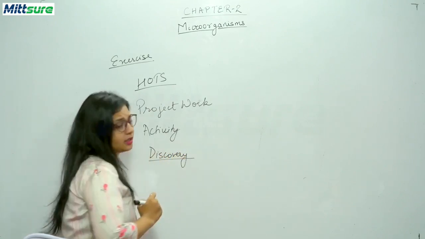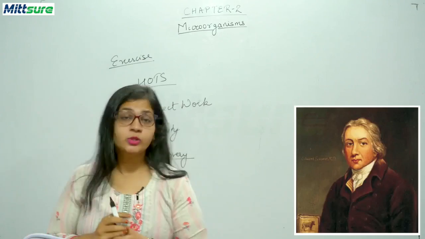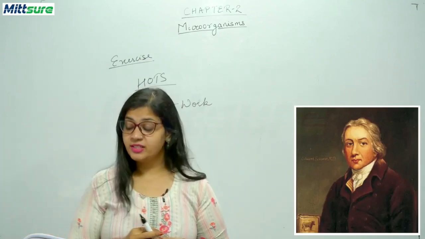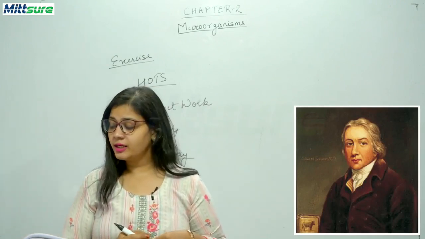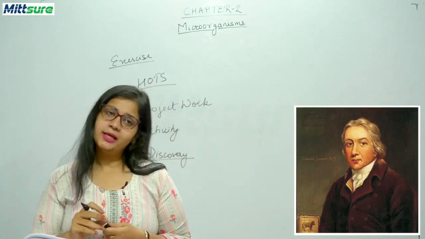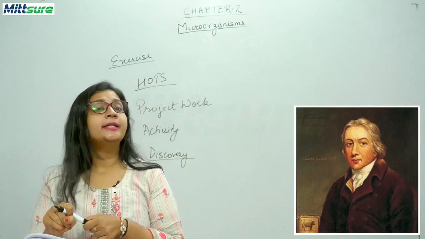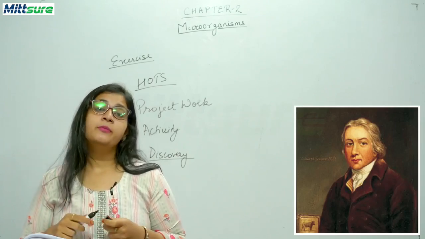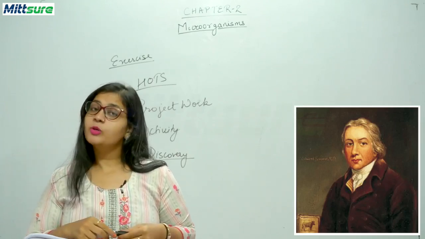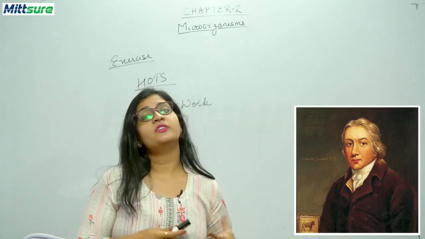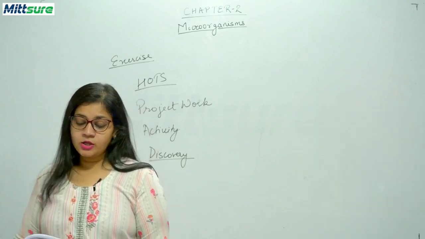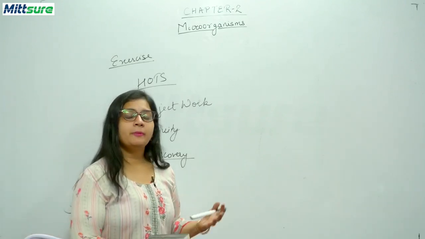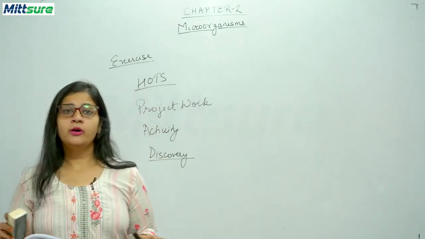This is the last thing. Now you know this Edward Jenner was born on May 17, 1749 in the small village of Berkeley in Gloucestershire in England, and he is credited with the development of the first vaccine. So he was a person who has created this first vaccine, or who is credited for the development of the vaccine. So students, this completes the chapter microorganism for us.